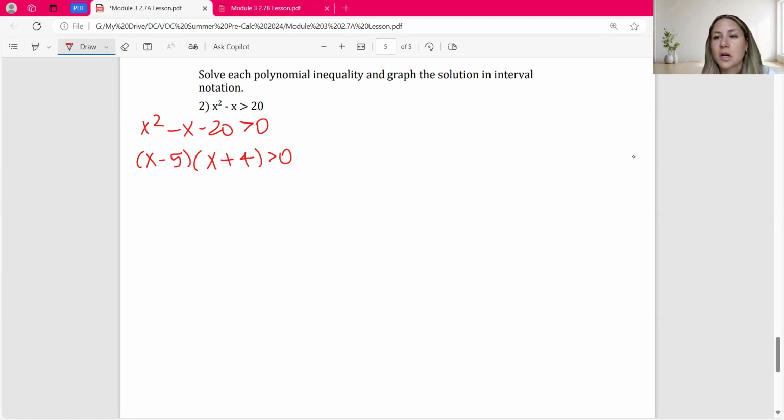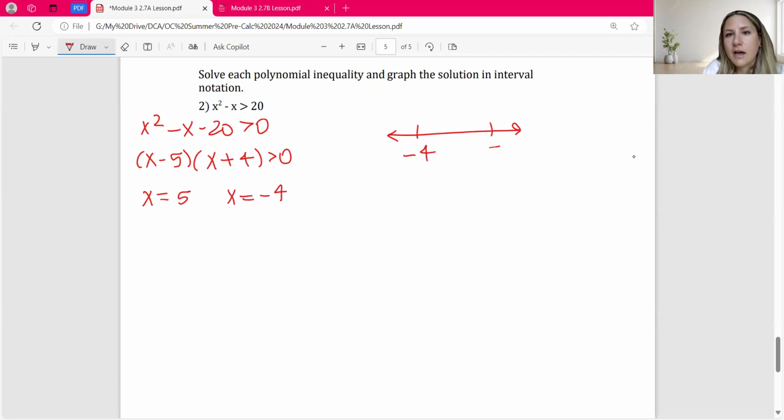And then right away, I know if I do the zero product property, my boundary points are at x equals 5 and x equals -4. Those are your x-intercepts. And now I need to figure out where this polynomial is greater than 0. So that's when I go to do my sign analysis. I'm going to draw a rough sketch of a number line, and I'm going to put -4 on and 5 on. And then I'm going to pick my test values.